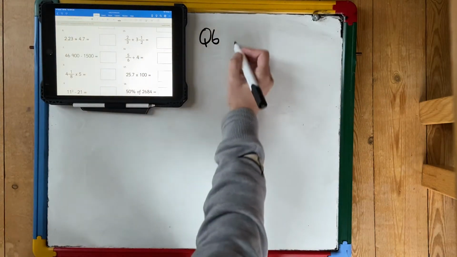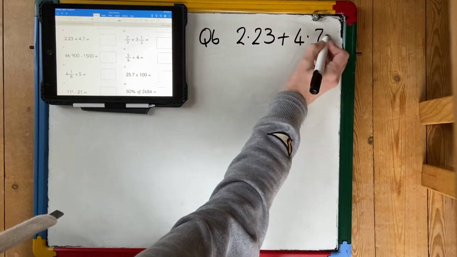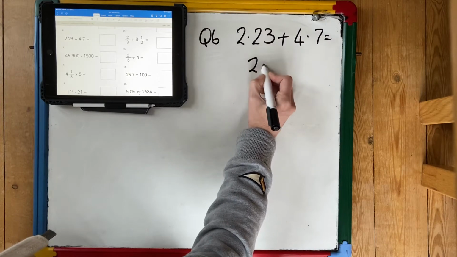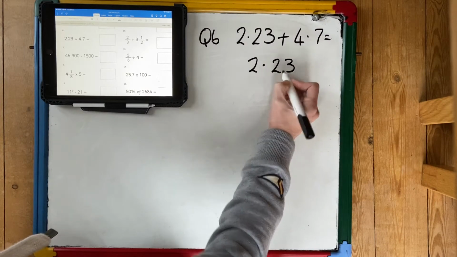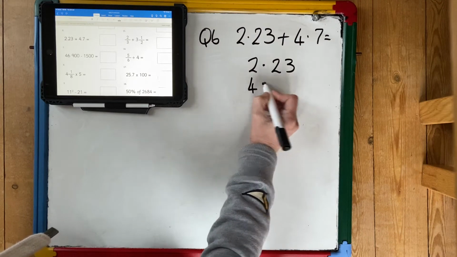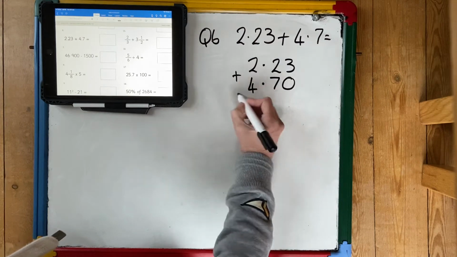So question 6, 2.23 add 4.7. So to do this in a column, make sure that you have lined up your decimal points correctly. So the 4 needs to be in the ones column, which is here, 4.7. And then put your placeholder there. Add them together.